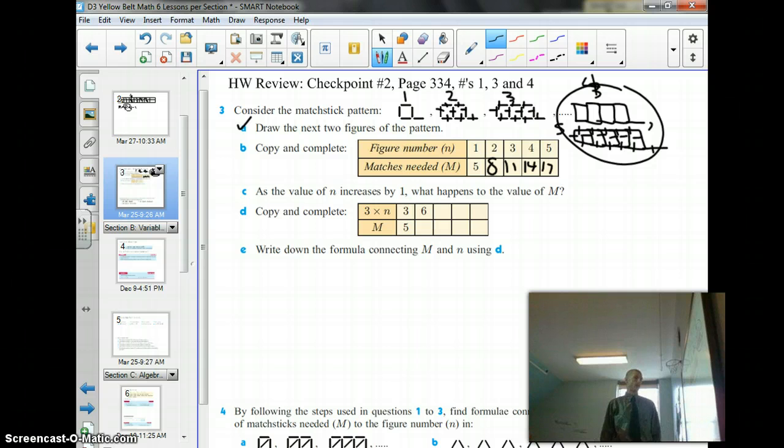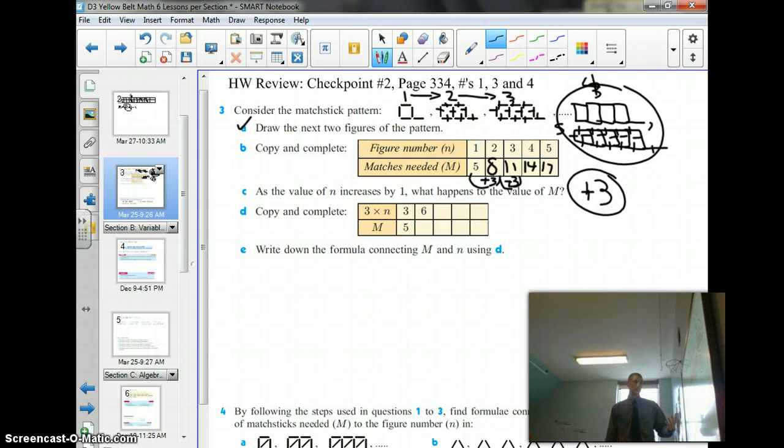Check. All right? So C says, as n increases by 1, what happens to the value of m? As 1 goes to 2, as 2 goes to 3, what's happening to m? 5 goes to 8, 8 goes to 11, 11 goes to 14. We are just adding 3.